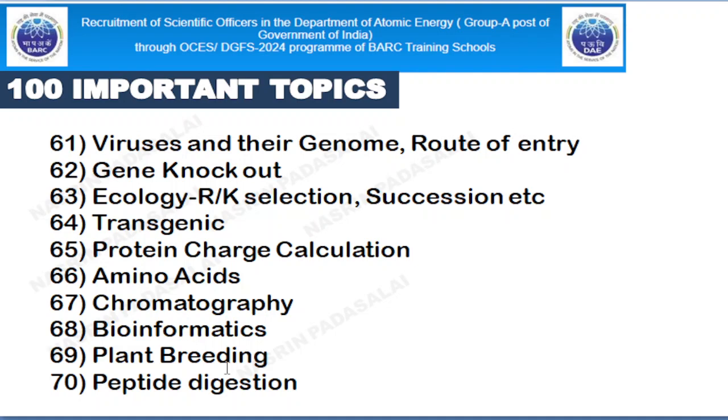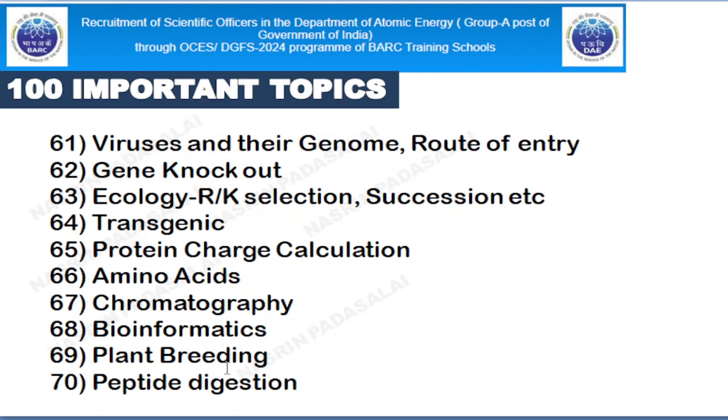Next is chromatography, types of chromatography and all those things. Bioinformatics I have previously covered. Next is plant breeding, with special reference to marker assisted selection. Plant breeding is very important. Last time 2 questions were asked from plant breeding, so please study them completely.